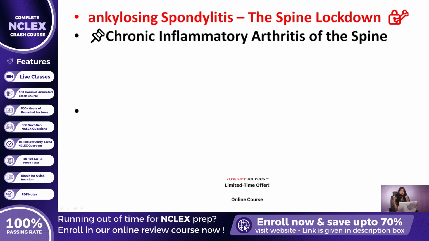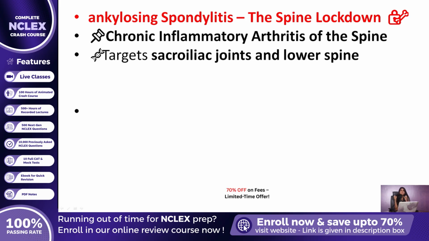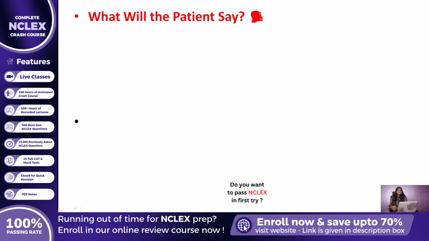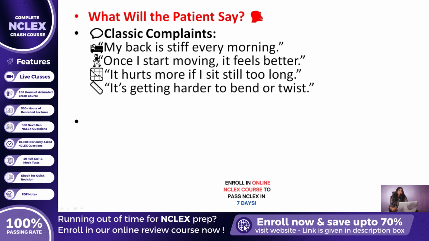This type of arthritis brings on chronic, nagging back pain and stiffness, mainly in the lower spine and sacroiliac joints. But here's the twist: it behaves differently than most types of joint pain. With ankylosing spondylitis, the pain actually gets better with movement and worse with rest. That is right. Unlike osteoarthritis, where rest is relief, here, being still makes it worse.